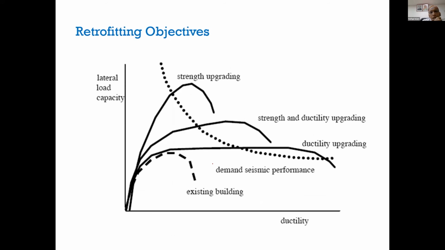This is what I talked about: the assessment and the retrofitting. If this is the capacity graph of the existing building, and this is the demand line, we can enhance its ductility to pass this line, or increase the strength of the existing building, or increase both strength and ductility to upgrade the existing building capacity. So this is the way, or objective, of the retrofitting.